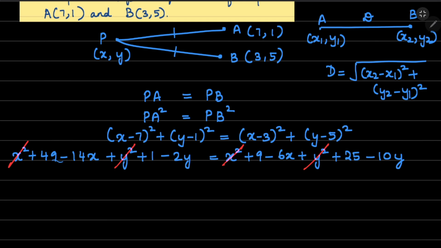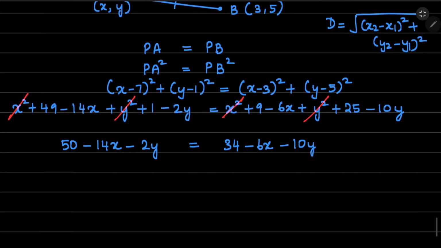Now let us write the remaining terms. So you have got 49 plus 1, which is 50, minus 14x minus 2y is equal to 25 plus 9, which is 34, minus 6x minus 10y. This is what you're getting, right? So let's bring all the terms to one side. Okay, so you have 50 minus 34 minus 14x plus 6x minus 2y plus 10y equal to 0.